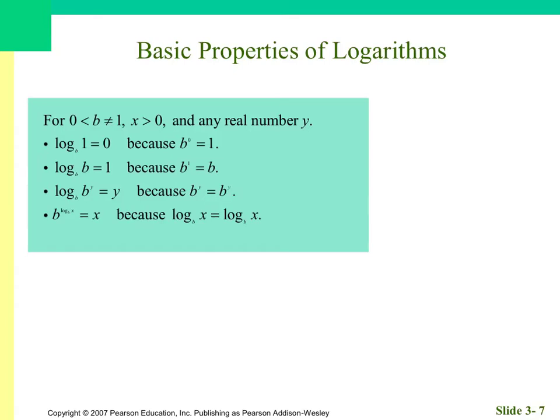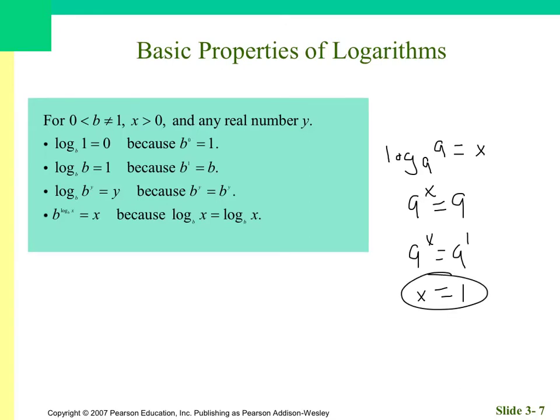So, basic properties. Log base b of 1 equals 0, because b to the 0 equals 1. Log base b of b equals 1. If you think about the second one, log base 9 of 9 equals something. Well, that means 9 to the x equals 9. So 9 to the x equals 9 to the first, so x equals 1. That's what they're doing here.